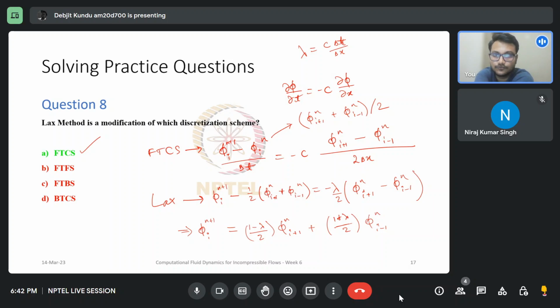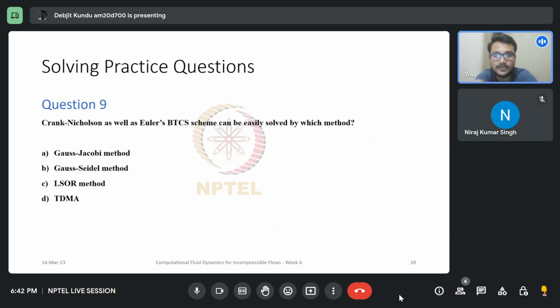Okay, let's move on. We'll move on to question number 9 of today's session, which is asking us Crank-Nicholson as well as Euler's BTCS scheme can be easily solved by which method? So after discretizing using Euler's BTCS scheme, we have to solve it using some method, right? So which solution technique would be the easiest one for Crank-Nicholson method?